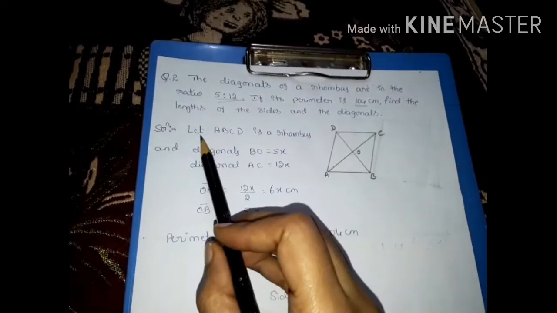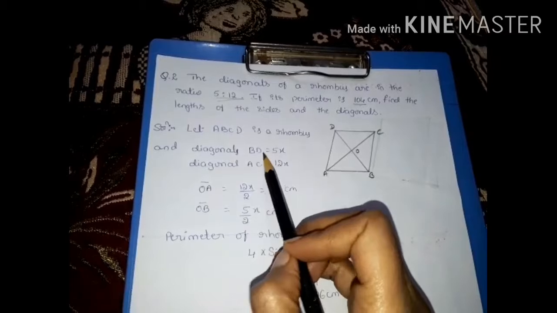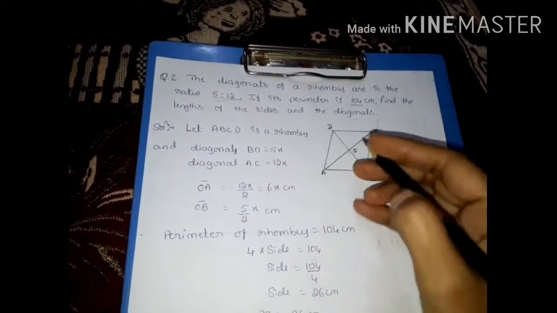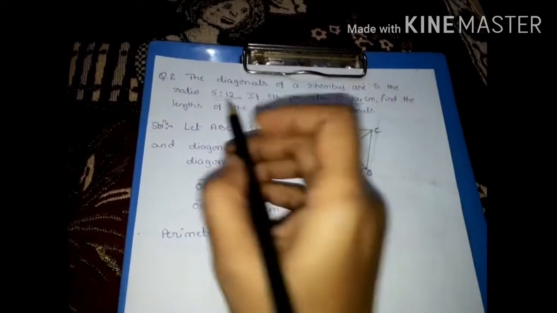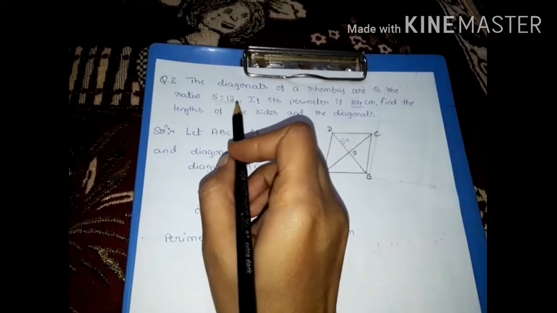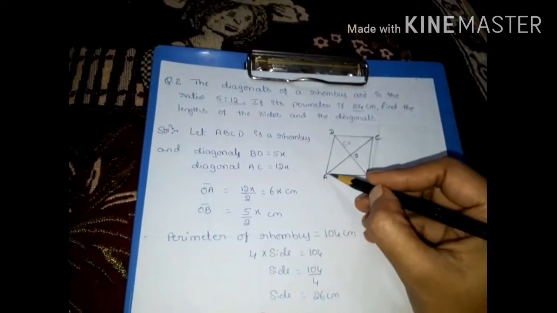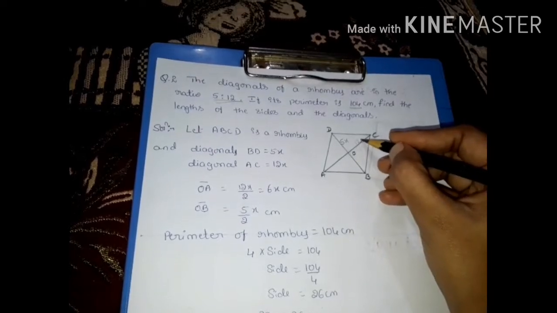So first, let ABCD be a rhombus and diagonal BD be 5x. Consider this complete BD as 5x because they are given in the ratio 5:12. Consider the diagonals 5x and 12x. Here the other diagonal AC is 12x. Consider this as 12x.